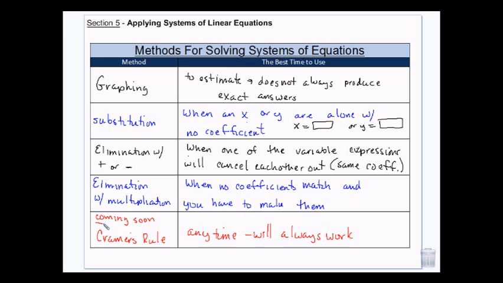Now, the next thing we're going to learn is called Cramer's rule. And when you do learn that, you can use it anytime. It always works. Okay. Now the only thing is, the equations have to be in standard form. So if they're not, you'd have to put them into standard form to make it work. And that's when you have your x plus your y equals your number. So they have to be in order that way. After that, though, it always works.